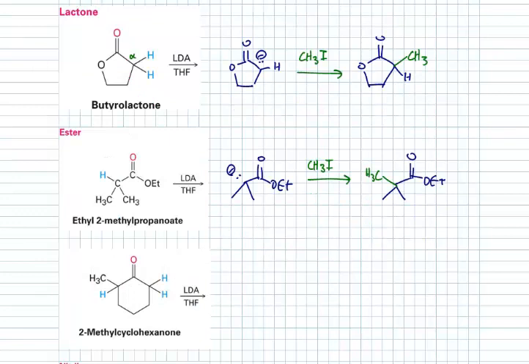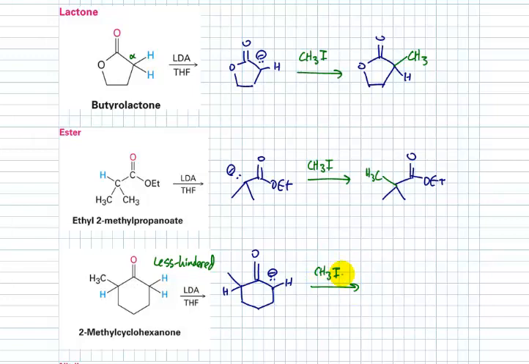If I have just a regular old ketone, this is 2-methylcyclohexanone. LDA will deprotonate, but remember LDA is so bulky, it's going to choose the more available, the less hindered alpha hydrogen. If we were trying to do this under acidic conditions, we could have gotten the more hindered one, but if we do the less hindered alpha hydrogen, the methyl over there stays the same, but we end up with something like that. An alpha enolate on the less hindered position, which can be alkylated.